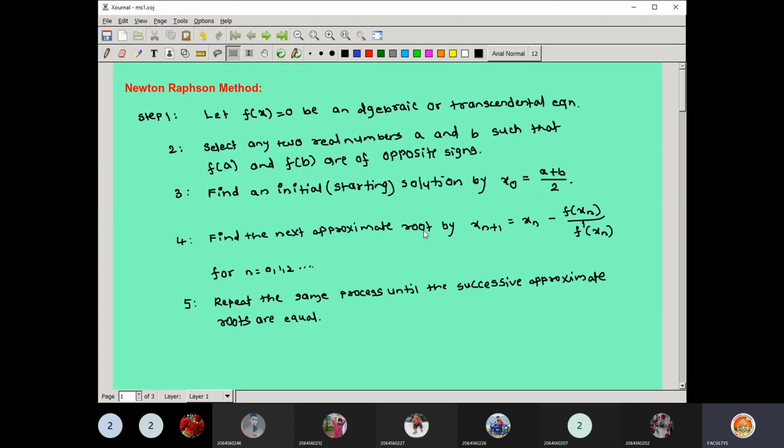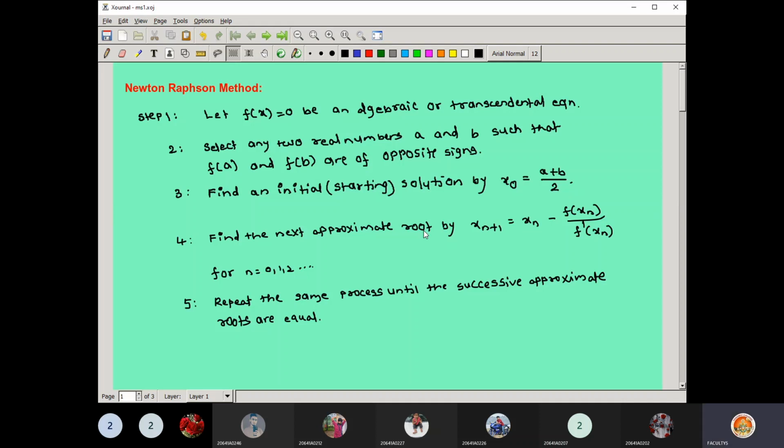Step number 3, a little bit of change. Find an initial, or you can say starting solution. This was similar to your previous iteration method also. Find an initial or starting solution by x naught equal to a plus b divided by 2. You are calculating the starting solution denoted by x naught.